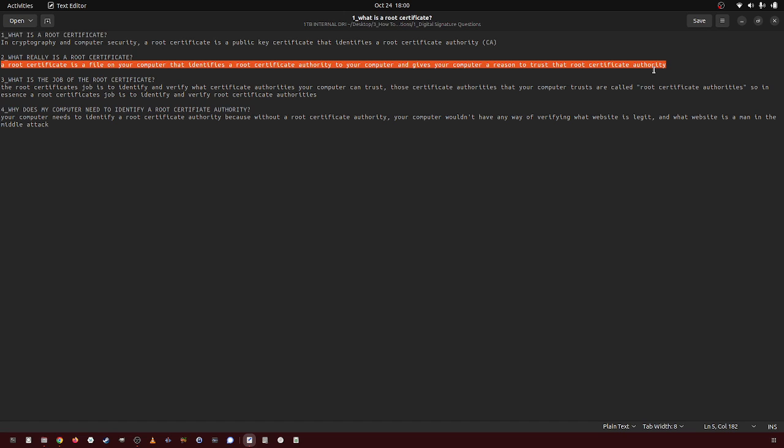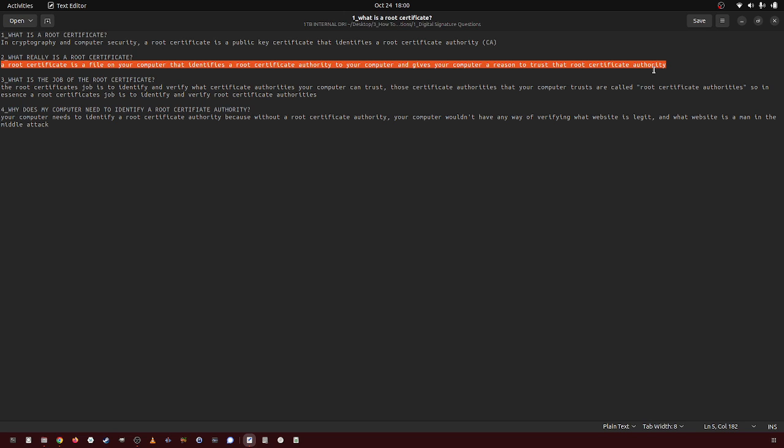So when you download your operating system, when you download Ubuntu or Manjaro or Linux Mint or Arch or whatever, if you build your own PC, there has to be some file on your computer that has some document that tells your computer where a root certificate authority is and gives your computer a reason to trust that certificate authority is in fact trustworthy, right? Otherwise, your computer cannot navigate the internet. It just simply wouldn't be able to, right? Because it would have no way of knowing if one website is legit or another website isn't.